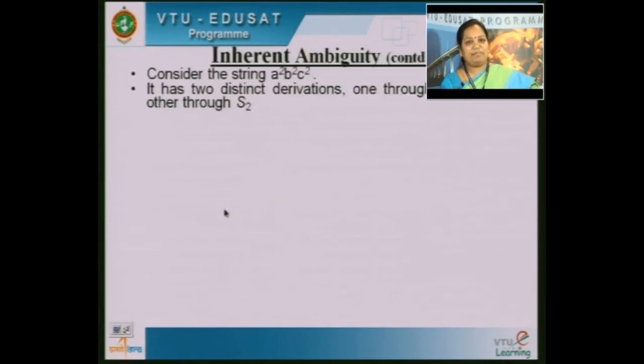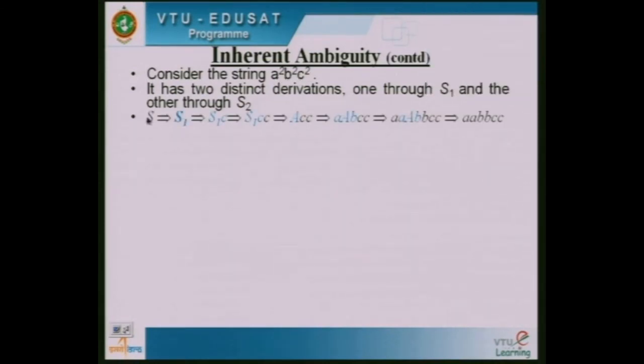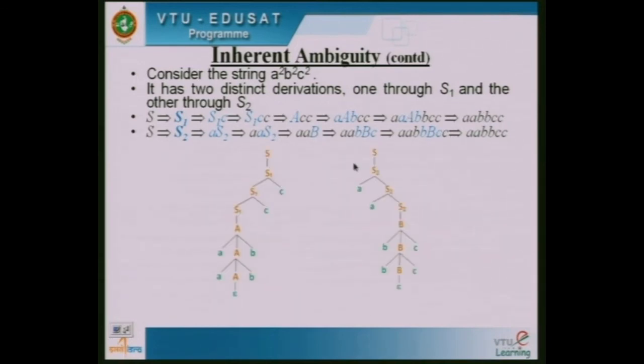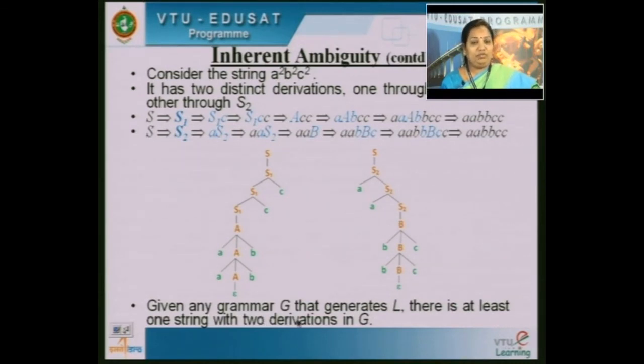You can see an example here. The example string is a^2 b^2 c^2. It has two distinct derivations, one through S1 and the other through S2. So, one derivation is S tends to S1, the other derivation is S tends to S2, obtaining a^2 b^2 c^2 from the two derivations. When you draw the parse trees, you can see that for these two derivations both parse trees are different. Hence, given any grammar that generates this language, there is at least one string with two derivations in G.